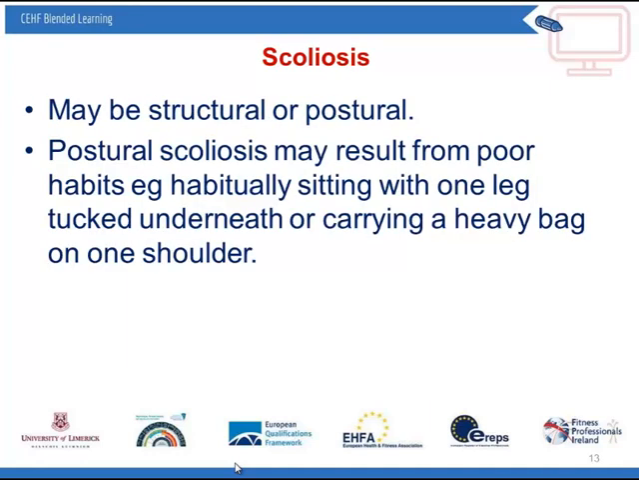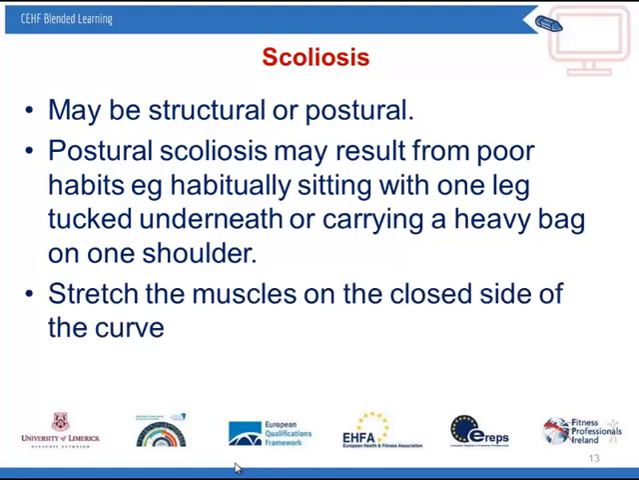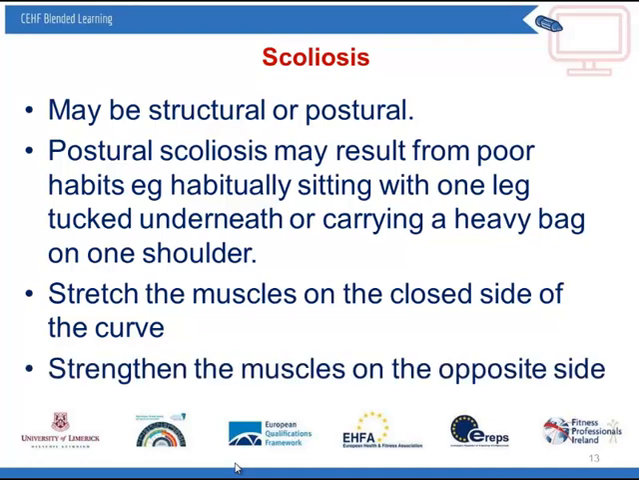Postural scoliosis could result from poor habits like sitting with one leg tucked underneath you, or if somebody is constantly carrying a heavy bag on one shoulder, which could cause the body to curve to one side. Postural scoliosis can be corrected by exercise, by stretching the muscles on the closed side of the curve. The muscles on the opposite side then need to be strengthened.